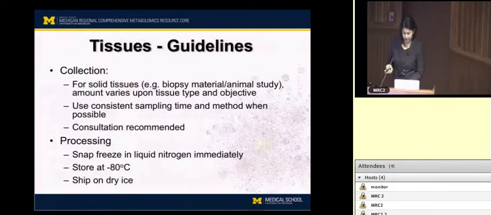For tissues, for all solid tissue, biopsy materials from animal study, usually we need around 50 to 100 milligrams. So you want to snap freeze them immediately. If you are planning to dissect out a certain part of a sample, please do so quickly on ice before snap freezing them. Typically, you want to consult with the core for little minute specifications that are necessary when you're collecting tissues. Store on -80 and ship on dry ice.